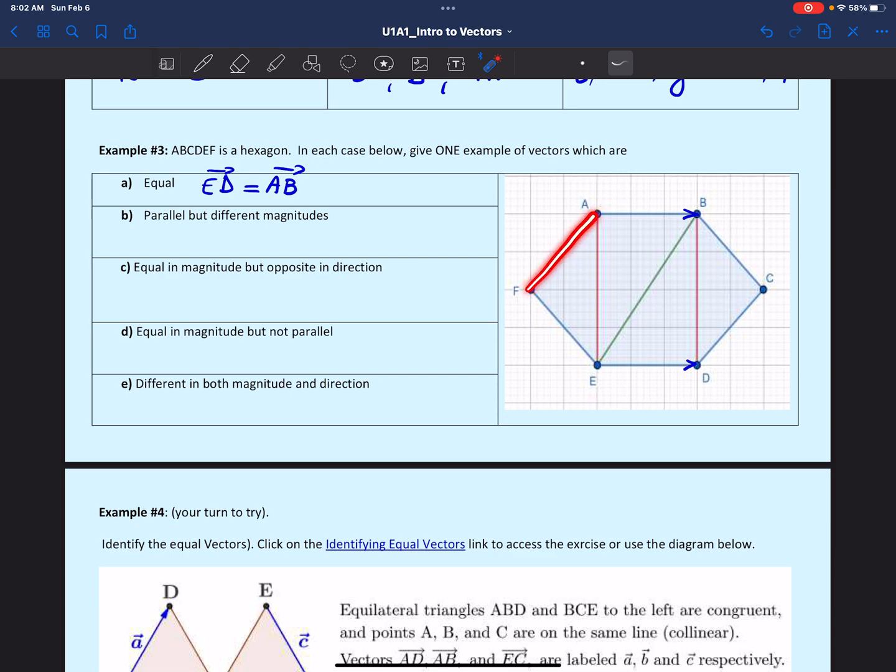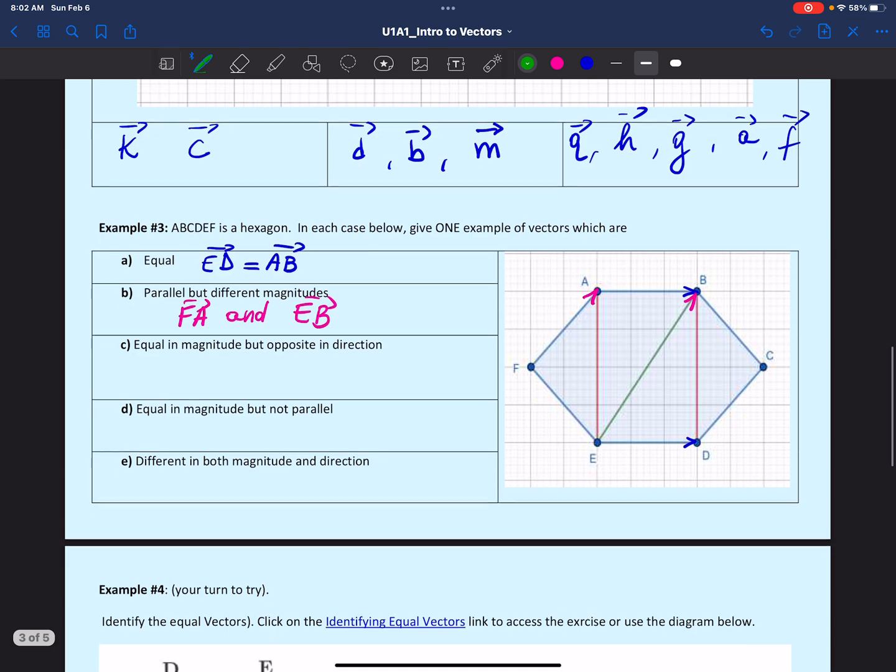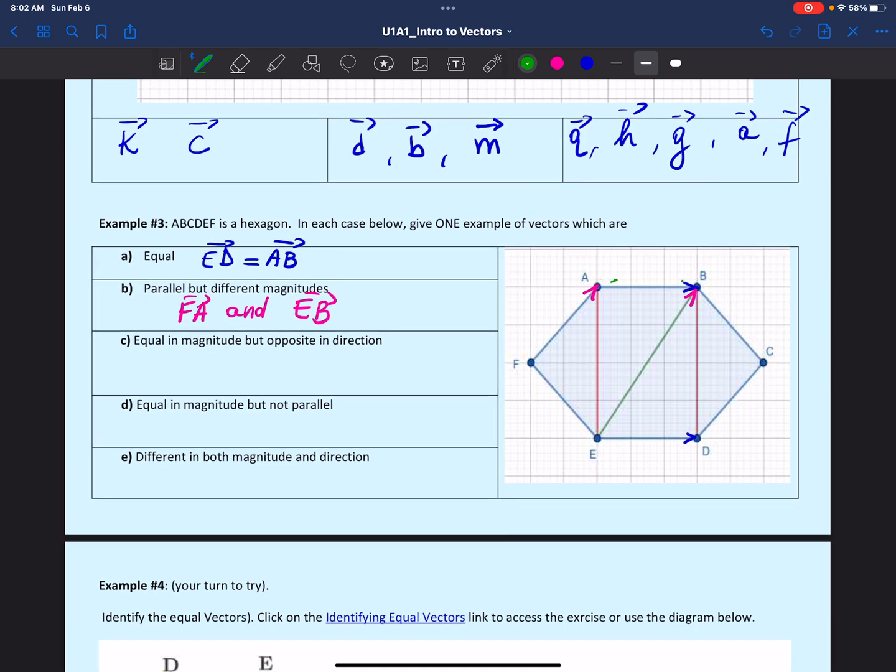Now, parallel but different in magnitudes. So vectors FA and EB are parallel. Equal in magnitude but opposite in direction. So for this, I will refer to vectors AB and DE.